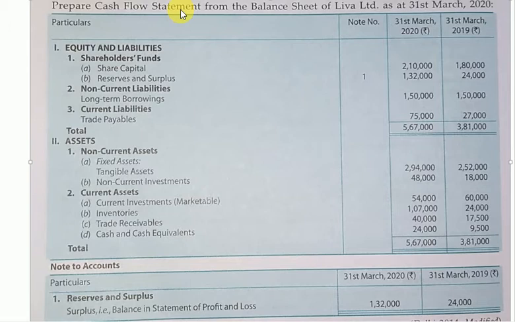A full question on how to prepare a cash flow statement. The discussion in the previous class about the three activities and all the headings and subheadings was already done. Today I will first explain the question. The question says: prepare cash flow statement from the balance sheet of Liva Limited as at 31st March 2020. Your question has a particulars column, a note number column, then the amount columns with current year 2020 and previous year 2019.